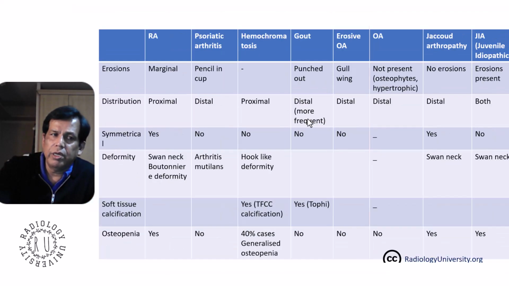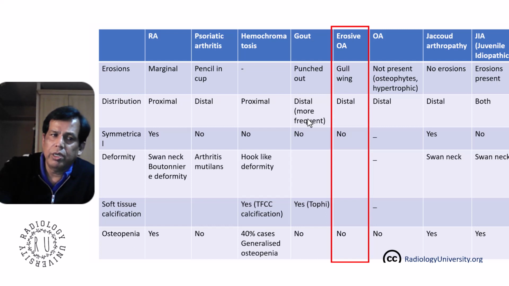Again, erosions gullwing type, distal, symmetrical, no osteopenia. That's the flow chart where we went through it, for remembering the points: erosion, distribution, symmetry, deformity, osteopenia.